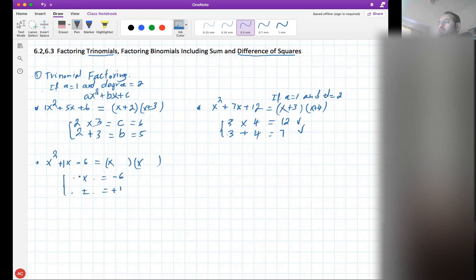Then try 3 and 2. So 3 and 2 to get 6. So we want to get negative 6. So one of them has to be negative, but which one? It has to be a specific one. When we combine the same ones, we should get positive 1. So what signs do we use for 3 and 2? When we multiply them, we get negative 6. When we add them, when we combine them, we get positive 1. What signs?